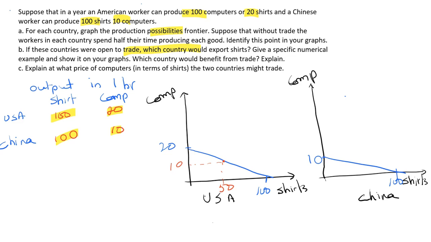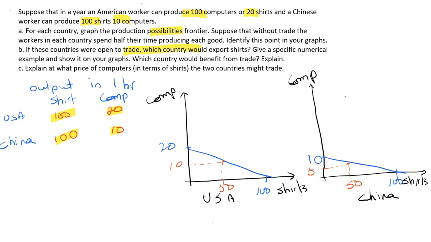Again, we can scale it up. If I had 1,000 workers, I would just multiply all of it by 1,000. If we have 100 workers, we would multiply all of it by 100. So we're just working with the simple case of one worker or 1 hour available. So this would be the production and consumption point in China, 5 computers and 50 shirts. And in the US, it would be 10 computers and 50 shirts.